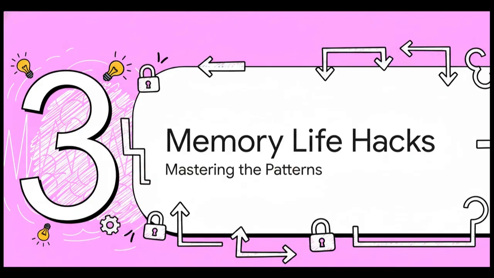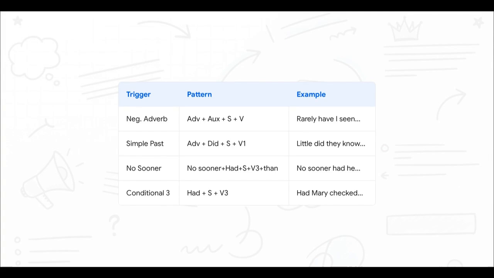Section 3. Inversion memory life hacks. Take a mental screenshot of these highly predictable structural patterns. Notice the rhythm here. A negative adverb is followed by an auxiliary. The simple past triggers "did" plus the base verb. "No sooner" pairs perfectly with "had" and "than." And conditional 3 just drops the "if" entirely to start with "had." Memorize these quick life hacks and trust me, you will never stumble.